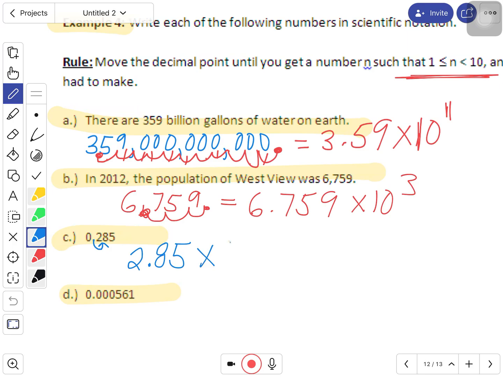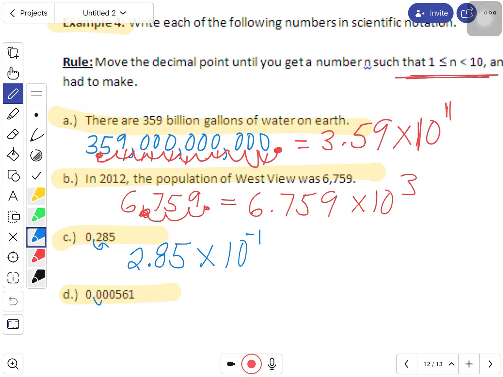10 to the first would make this number, if you think about it, if I wrote that as my answer, well, 2.85 times 10, that's 28.5. That's not the number that's written in part C. If I want that number to get smaller, I have to make the exponent smaller. And how do you make it smaller? Make it negative. Shove it to the other side of 0 on the number line. That'll make anything smaller. So what we have here is 2.85 times 10 to the negative first as our answer.